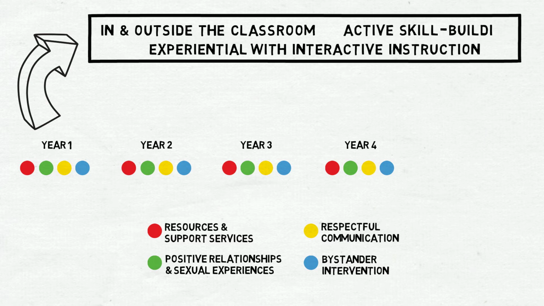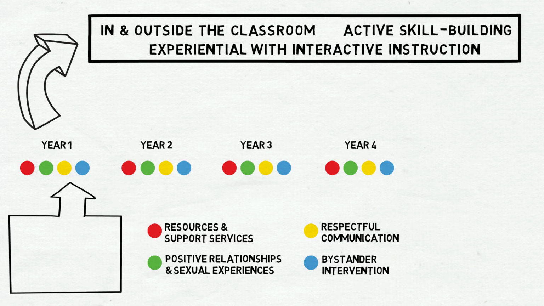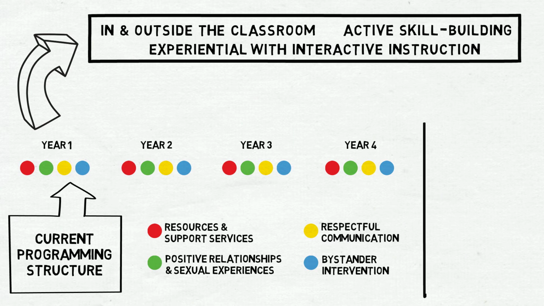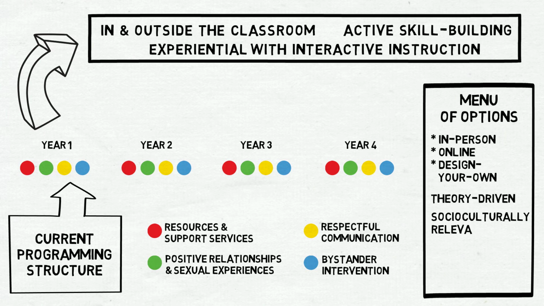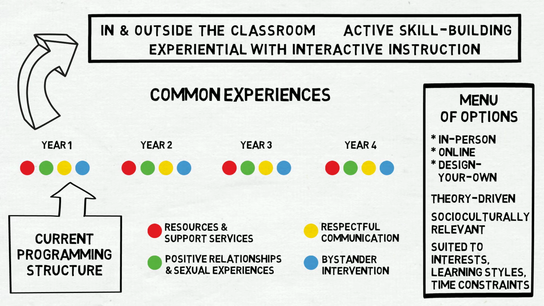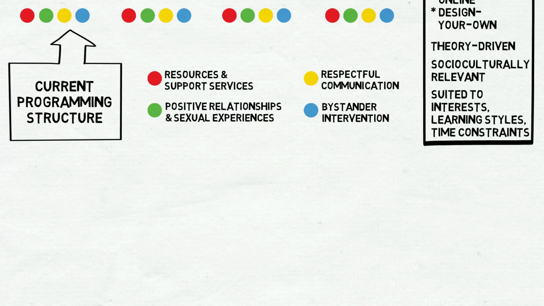First-year students are already participating in these experiences through the current programming structure, which is annually evaluated and revised. Upper-class students will be able to choose from a menu of options, including in-person, online, and design-your-own programs that are theory-driven, socioculturally relevant, and suited to their interests, learning styles, and time constraints. Students will also have 2 common experiences as a cohort during their sophomore summer and senior year. They will come together as a class to discuss, reflect, and put their learning into action.